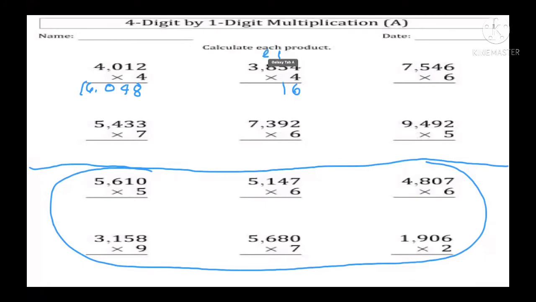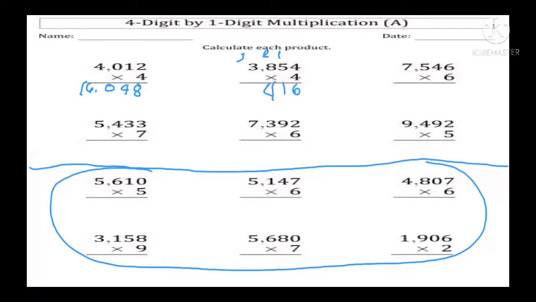Next, 4 times 8. 4 times 8 is 32, correct? 32 plus 2. 34. Okay, so I will put 4 here and then 3 on the top of 3.